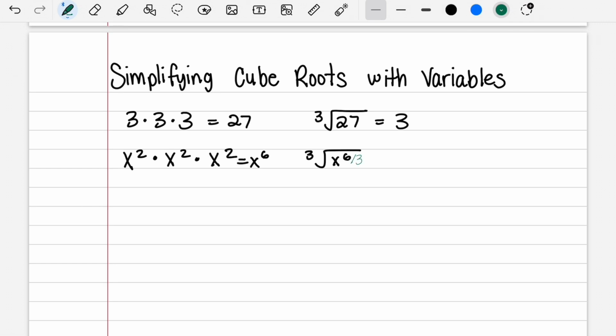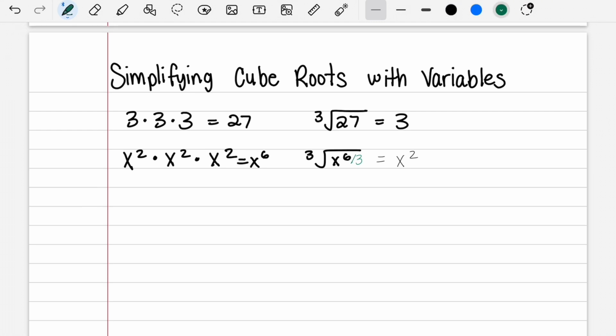So in the previous video, we were looking for even numbers that we could divide by 2, because there were going to be 2 variables with the same exponent. This time, we're looking for groups of 3, which means that the exponent needs to be divisible by 3 to give me x squared.